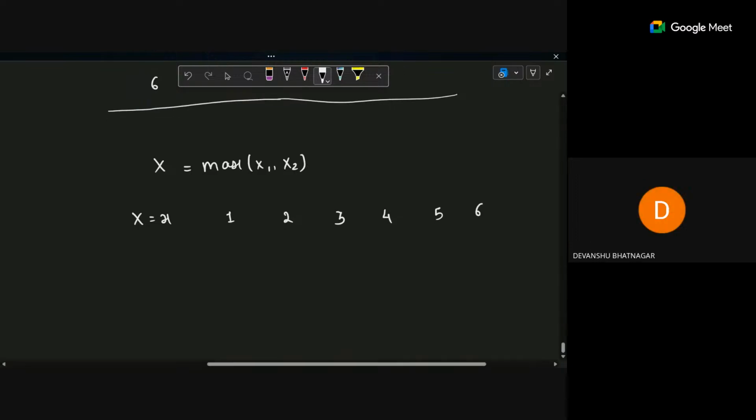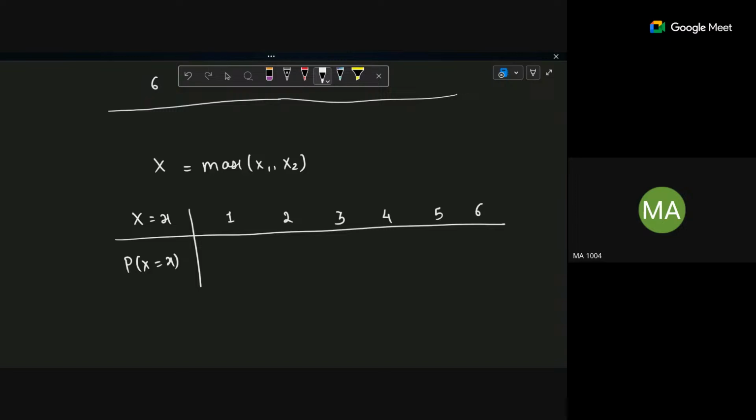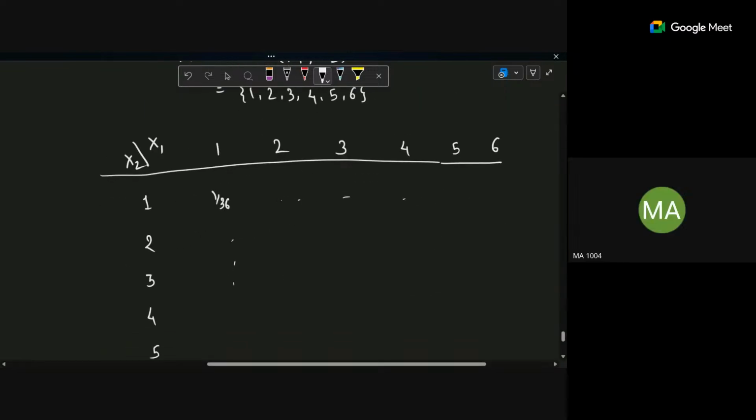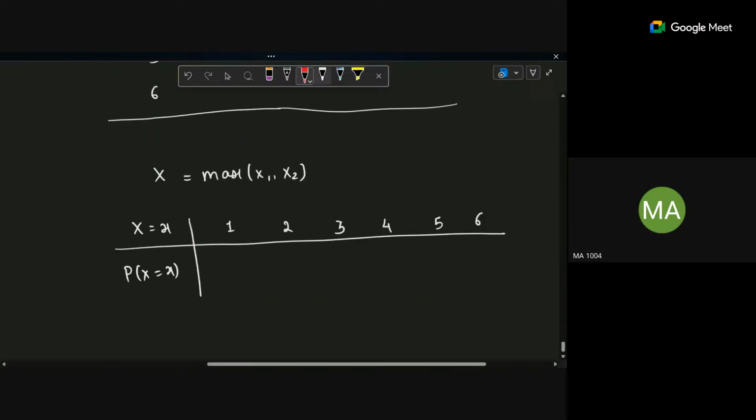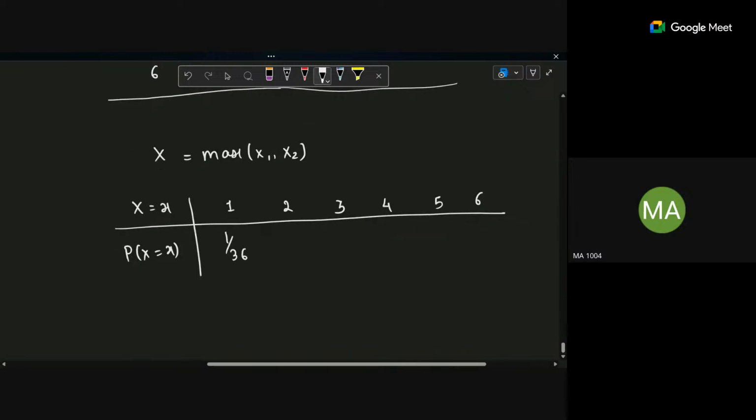For 1, it will be 1 by 36. For 2, it will be 3 by 36. Probability that X is equal to 1 means whenever the maximum of X1 and X2 is 1. From the table, it will be easy to check when the maximum of X1 and X2 is 1. Whenever X1 is 1 and X2 is 1, at that time your maximum will be 1, right? And the probability for that is 1 by 36. Only one case was there.